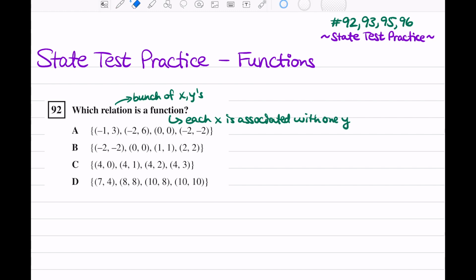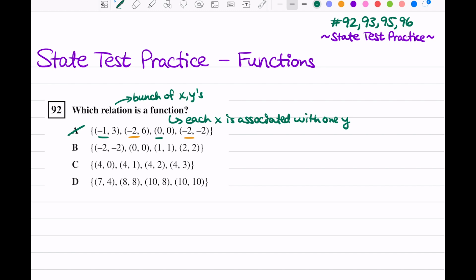So looking at our first option, let's take a look at all of the x's. We have -1, which is associated with 3. We have 0, which is associated with 0. And we see that -2 is associated with two different numbers, 6 and -2. So this is a relation. We can say -2 is related to 6. -2 is also related to -2, but it's not a function because -2 is related to more than one y value. So we can mark this off. That is not a function.